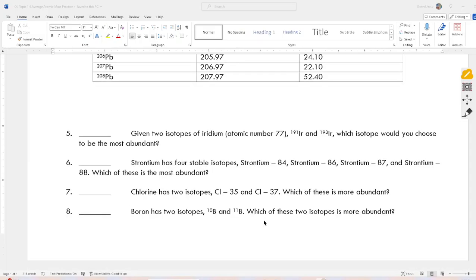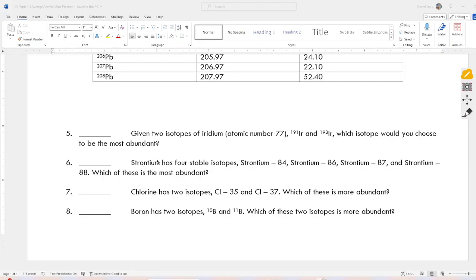All right, let's check out these ones at the bottom. Let's do number 6 together. So this one says strontium has 4 stable isotopes: strontium 84, strontium 86, strontium 87, and strontium 88. Which is the most abundant? So for all of these, you need a periodic table. Don't skip number 5. Go back and do number 5 after you see the video.